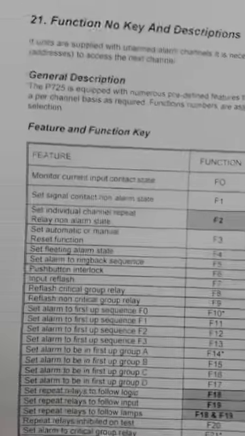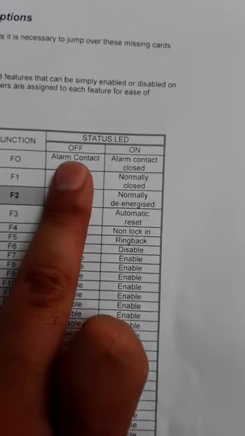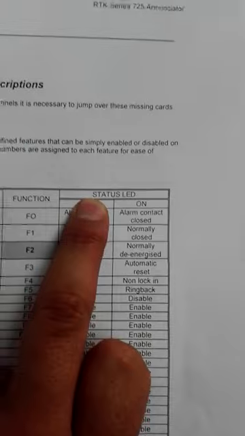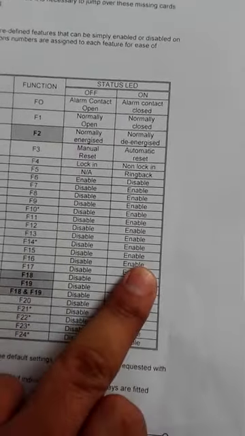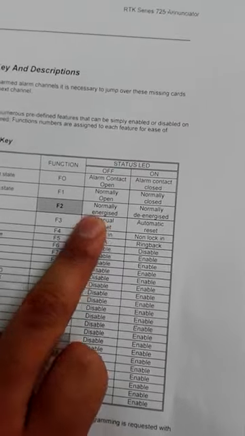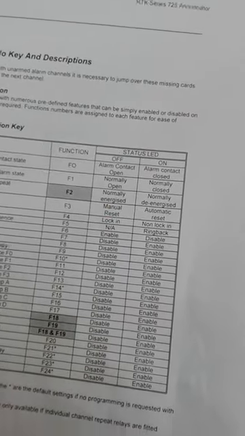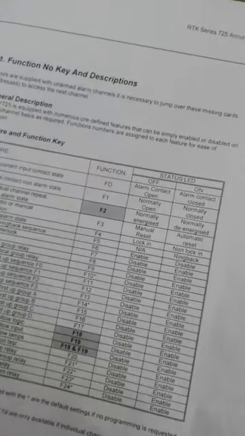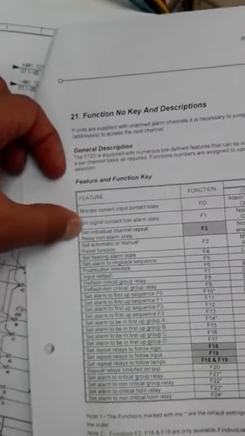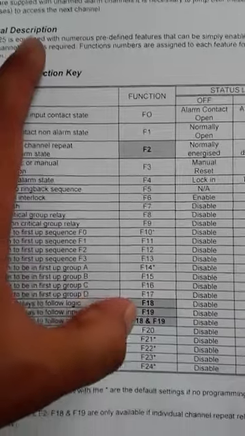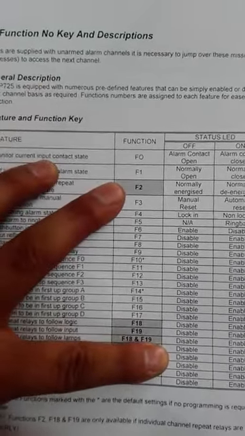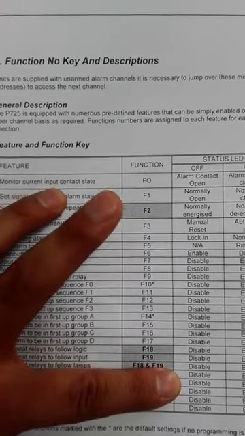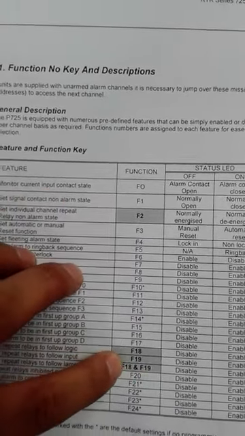If we need the features we will make it on. If we don't need them, we will make it off. The status LED will show here: status of LED, disable, enable, and then normally energized and normally de-energized. For this AVC panel, we need the functions F2, F18 and F19. So we will make changes only in these three functions.